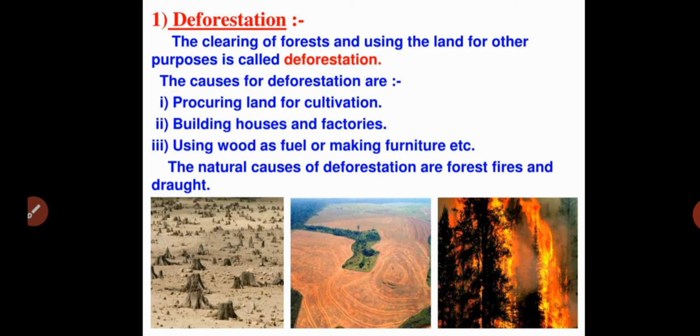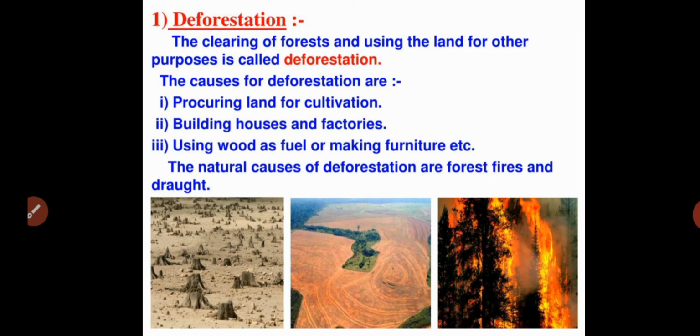And also the natural causes of deforestation. The natural cause of deforestation is forest fire. Nowadays, a large number of forest fires take place around the world. Finally, the forest is converted into drought land. Forest fire spoils thousands of hectares of forest. Finally, that land becomes drought. So, students, this is about deforestation.